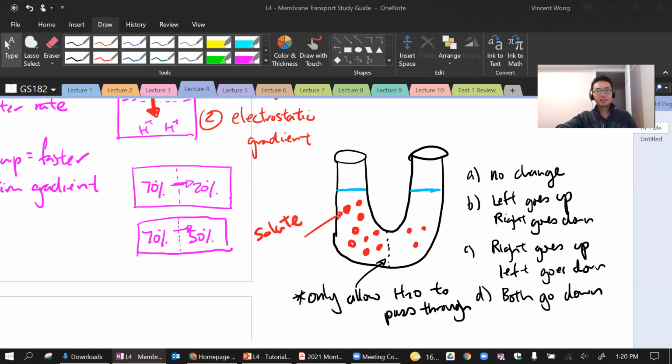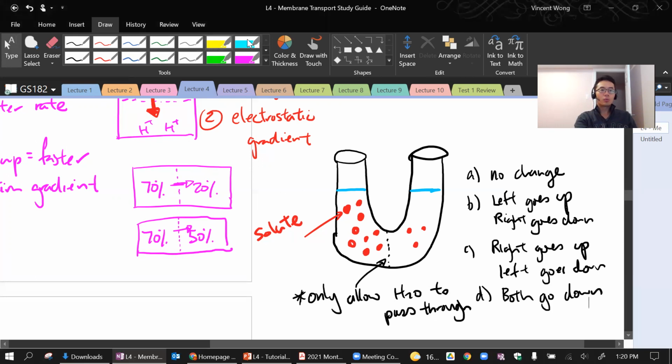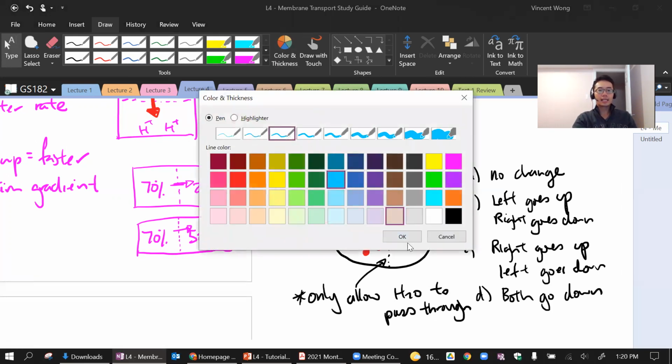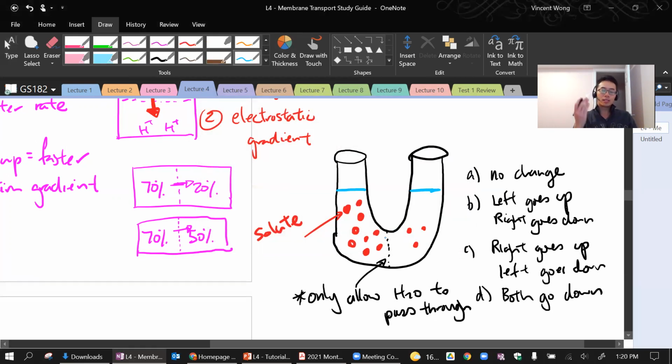No? All right. So the correct answer is B. Okay, and here is why. First of all, the red dots cannot cross because they're too big. It says only water can pass through. So water will always go towards the side that will dilute the solute. There is a lot of solute here, which means the water will go this way to try to dilute this.